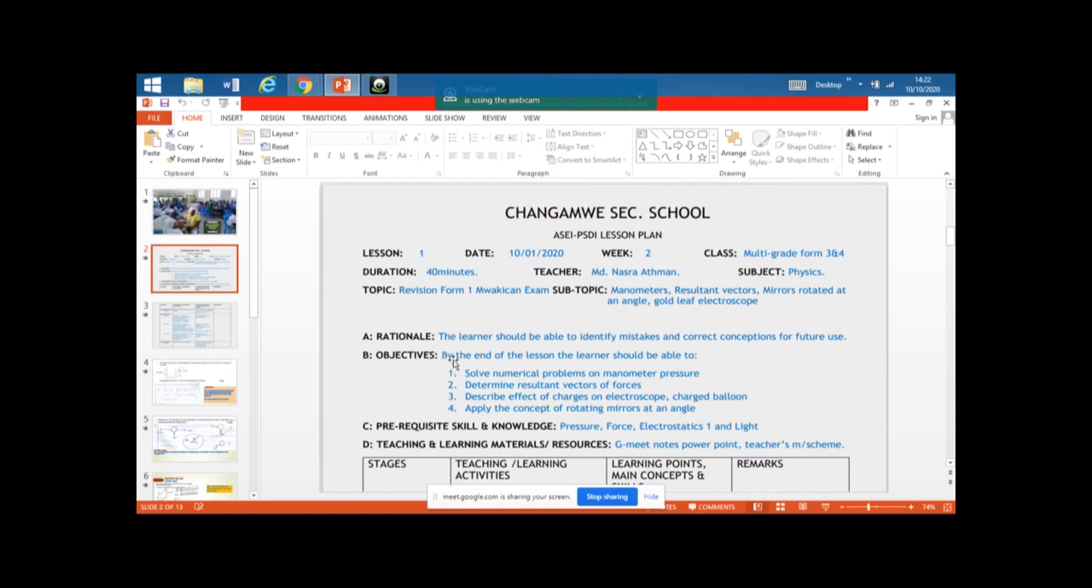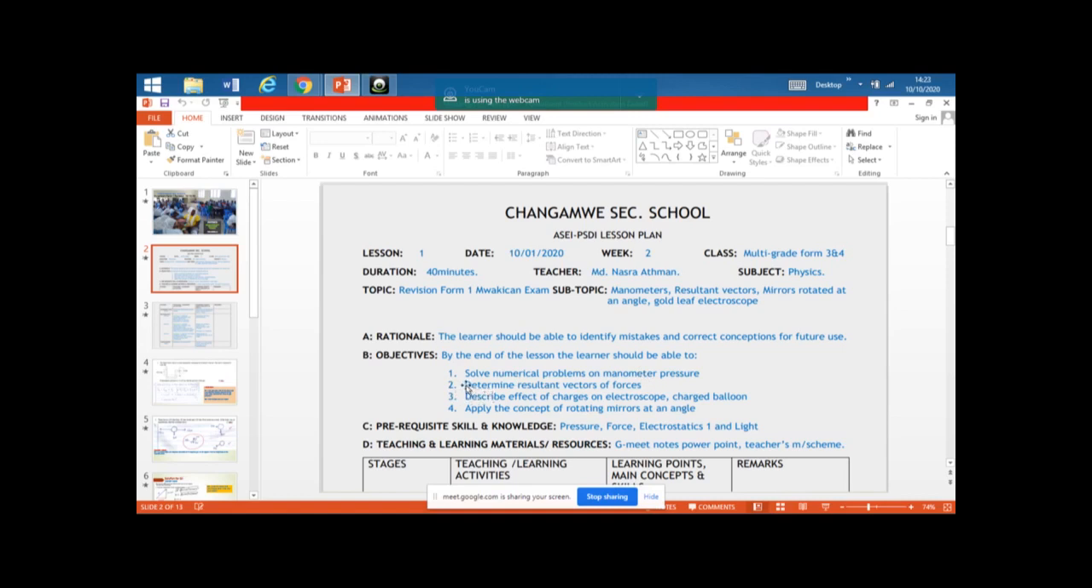The objective of the lesson is that by the end of the lesson, you should be able to solve numerical problems on manometer, meaning any calculation on manometer pressure. Manometers are the U-tubes, if you remember. A manometer is a U-tube. You remember the U-tubes. You'll see one if you've forgotten how it looks.